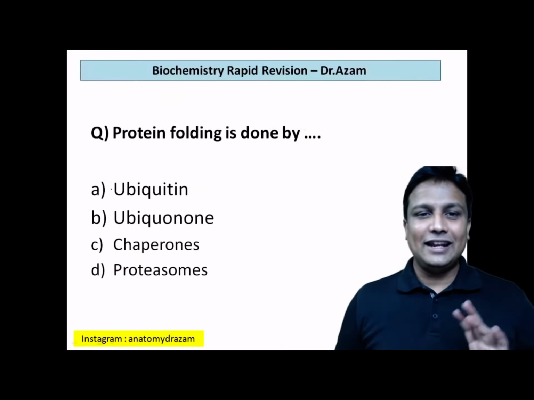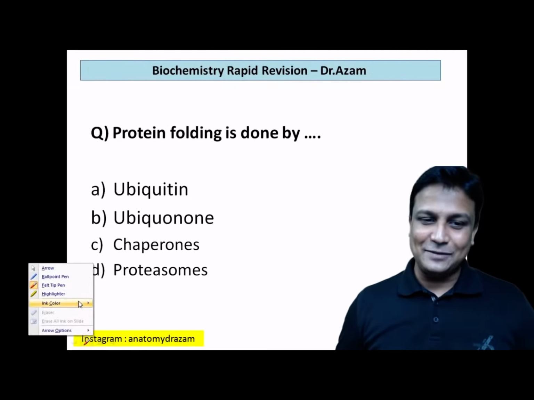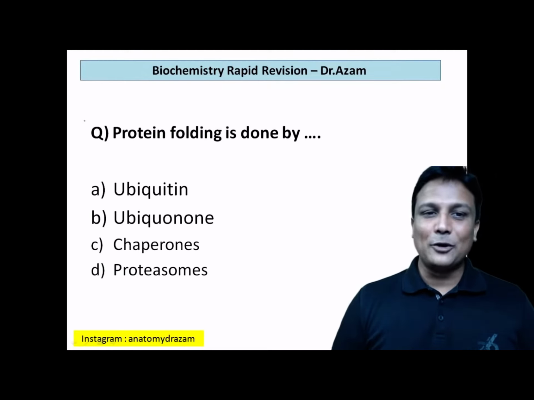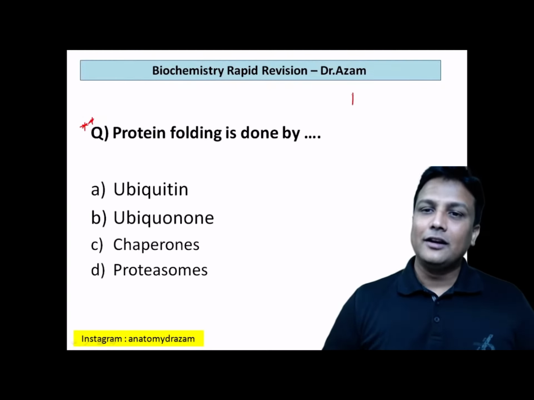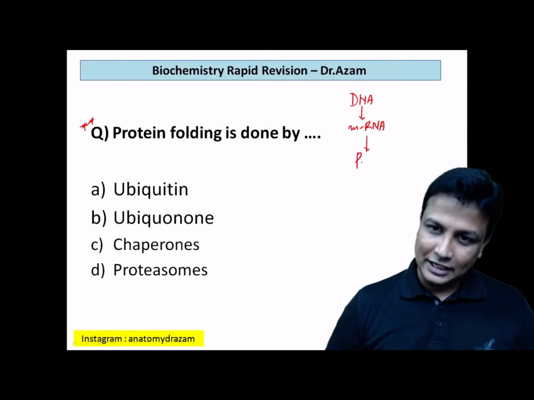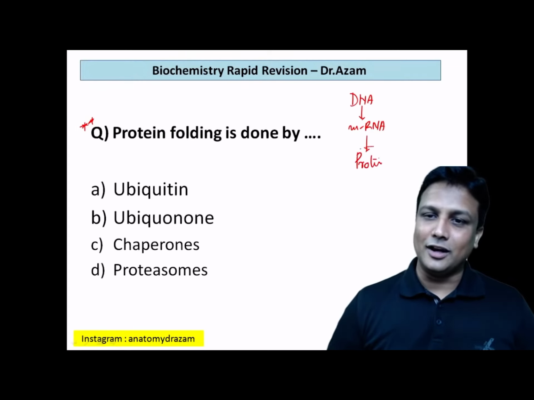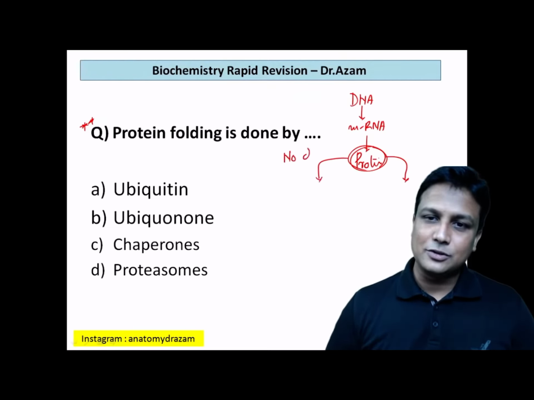Now after this, the next thing that you have to learn in molecular biology is protein folding, another important topic for your examination. Protein folding is done by what? From DNA you will be getting mRNA, and from mRNA you get protein. What is the fate of the protein? There are 2 things: if it is defective, what is going to happen, and if there is no defect, what is going to happen?